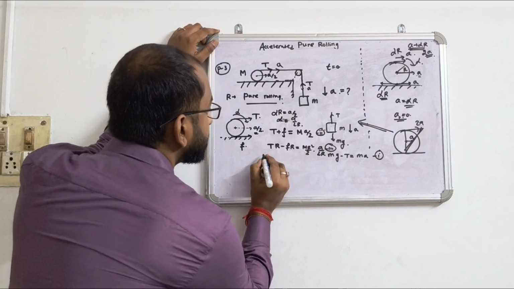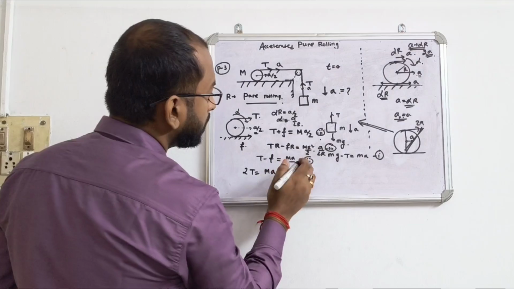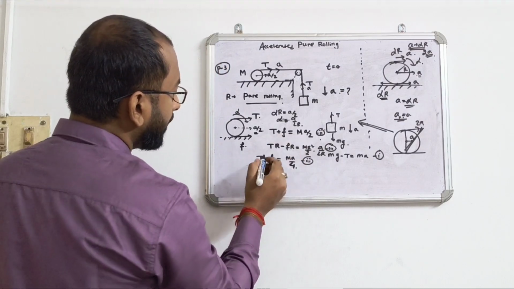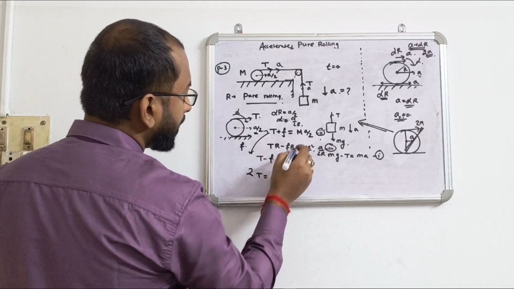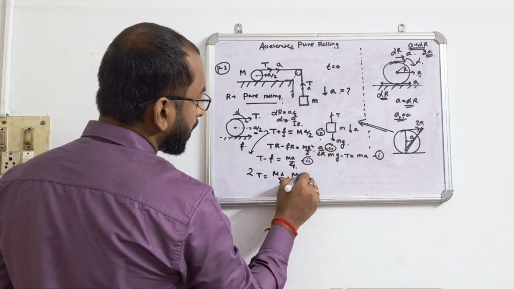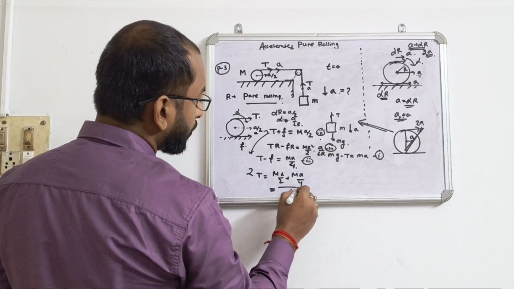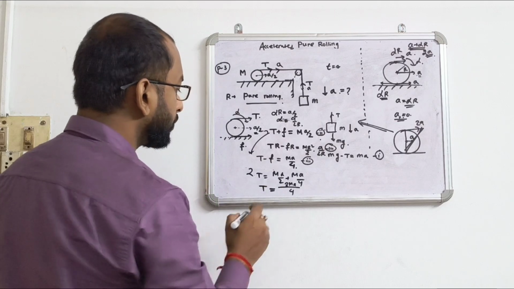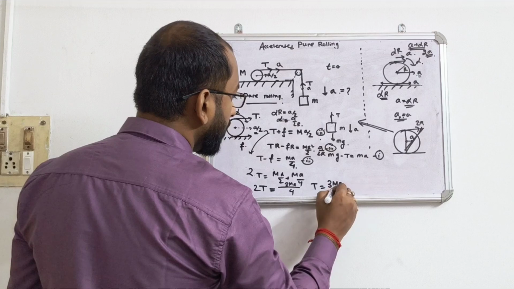We solved all these things. So T minus F is, we are getting M by 4. So if we add these two equations, we'll get that. Second and third equation if we add, we'll get 2T is MA by 2 plus MA by 4. We are ultimately getting 3MA by 4, 2T. So T value we are getting 3M into A by 8.